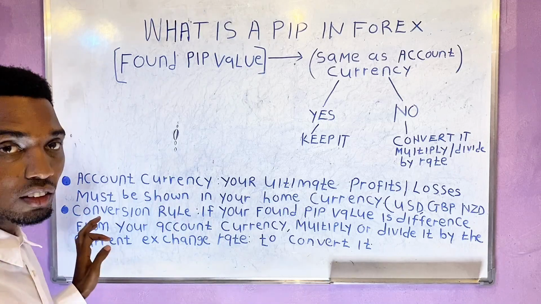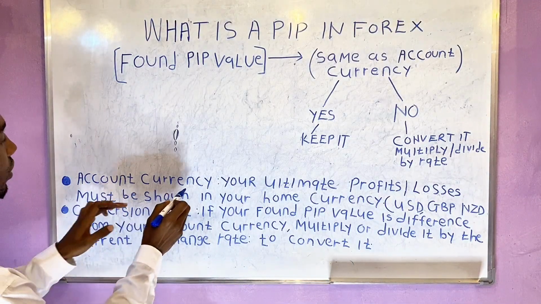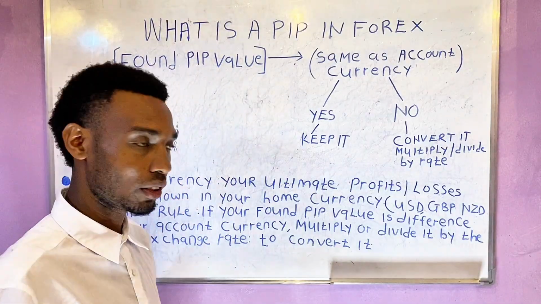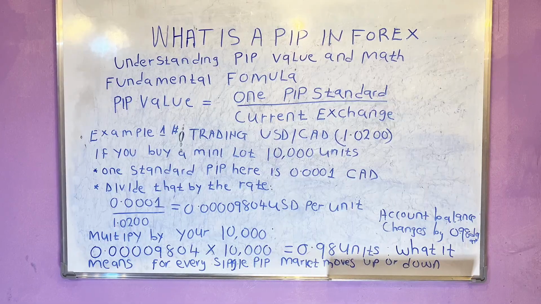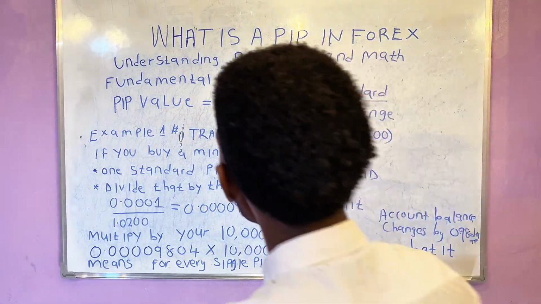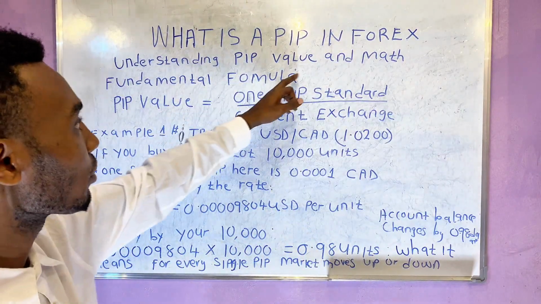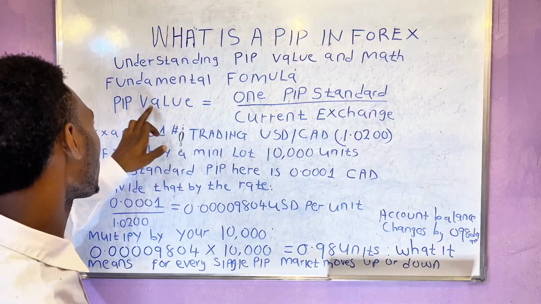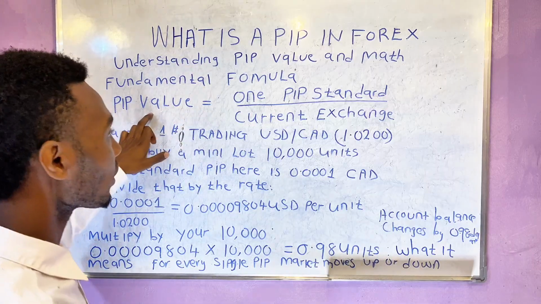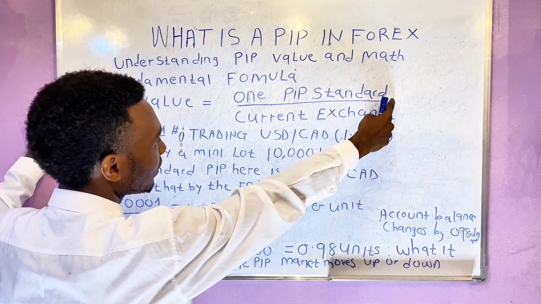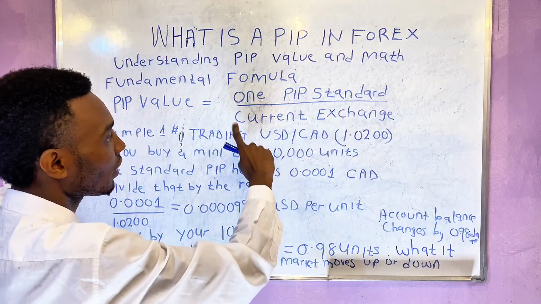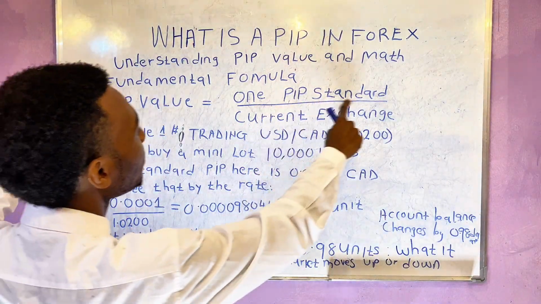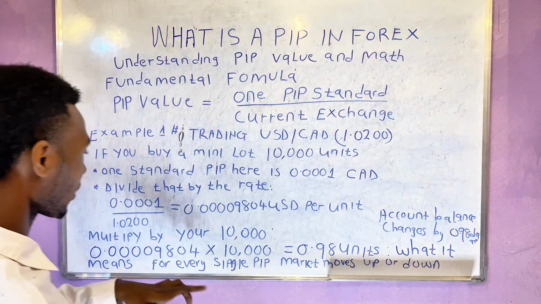Now, the first step is the account currency. We're going to calculate the pip value, and I'll show you step by step. Here it is, understanding the pip value and the math formula. Now the fundamental formula: the pip value is 1 pip standard divided by the current exchange rate. That is the pip standard.